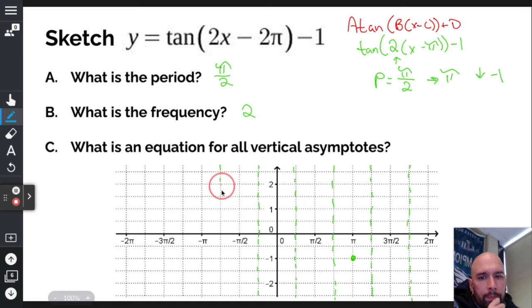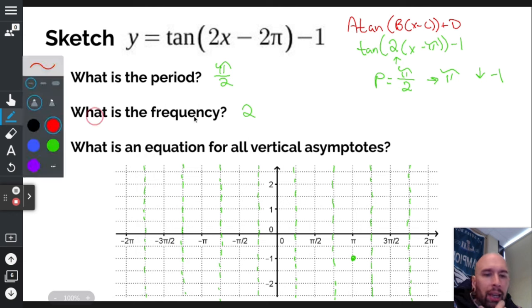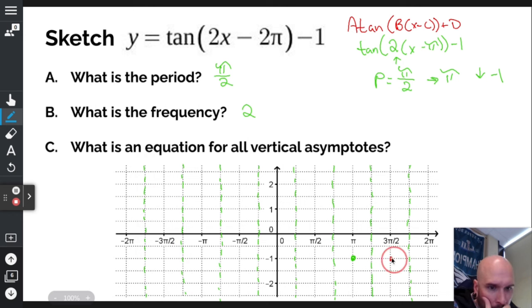And this is fun. Now, as I'm doing this, I'm going to remember what I wrote out on the previous slide, what tangent looks like. And now tangent's going to go through negative 1 through each of these. So here, here, here, here, here, here, here, here. And it's going to kind of look like this. Oh, gosh. So bad at these.